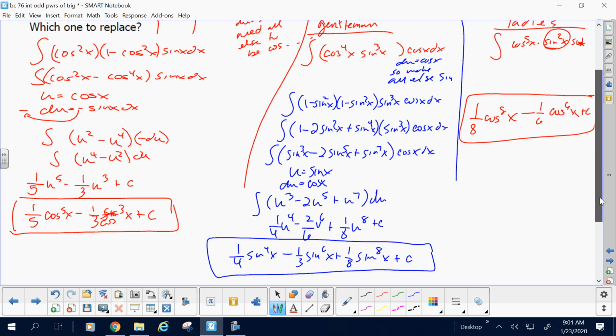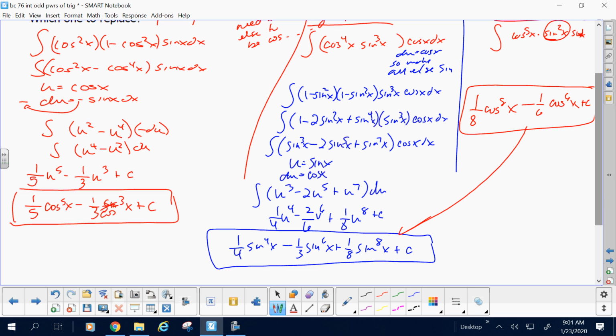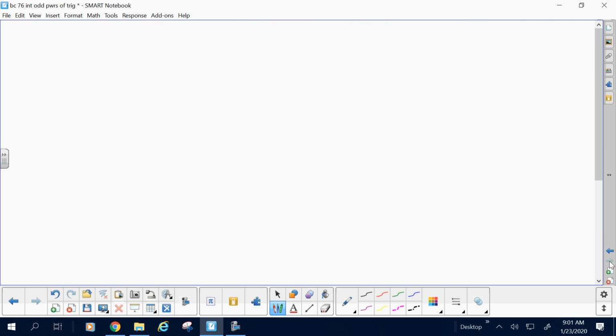Now, surely these answers look different, and yet if you replaced sine squared with 1 minus cosine squared, they would eventually match, though the C's would be different. They would have different C's. But I can assure you they are the same. All right, that is that.